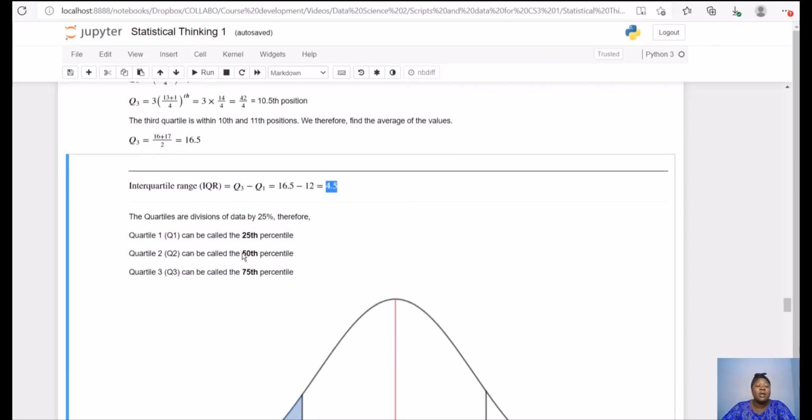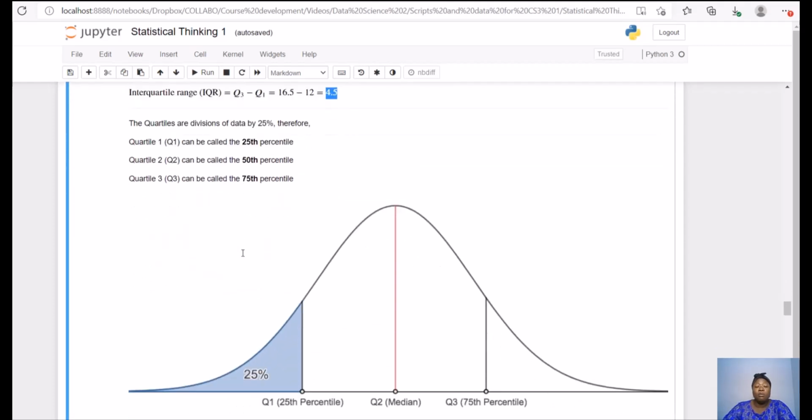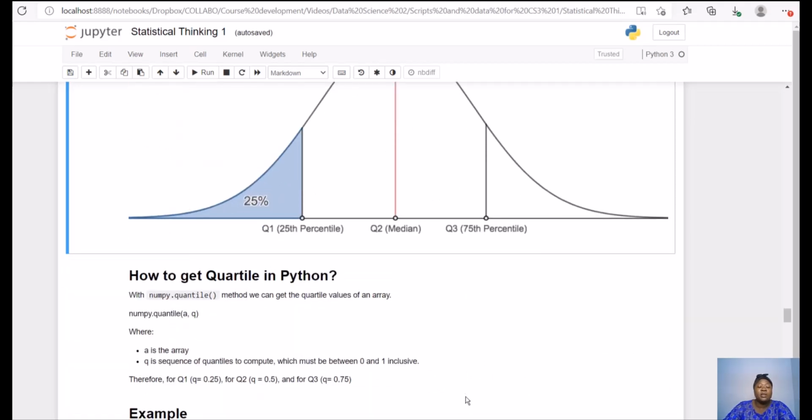The data is divided into 4 parts using 25% steps. The first quartile, Q1, is 25%. This is the 25th percentile, while the 50th percentile is in the middle and also represents the median, and the 75th percentile represents the third quartile. So that is how it is. Our data is divided into quartiles and percentiles.